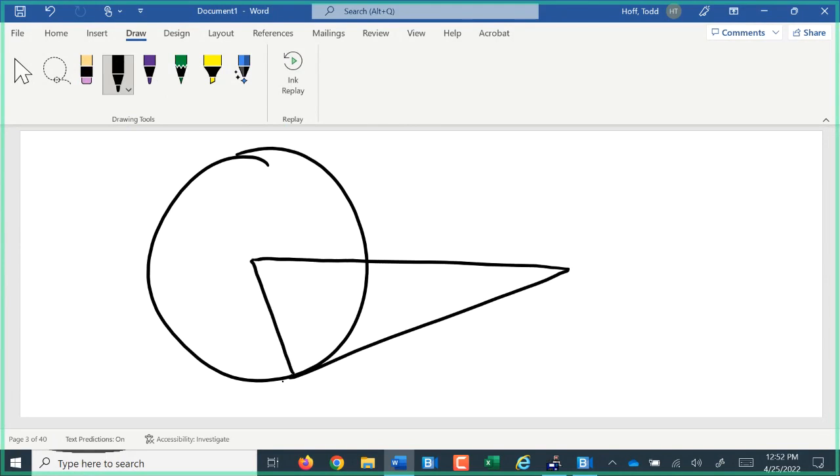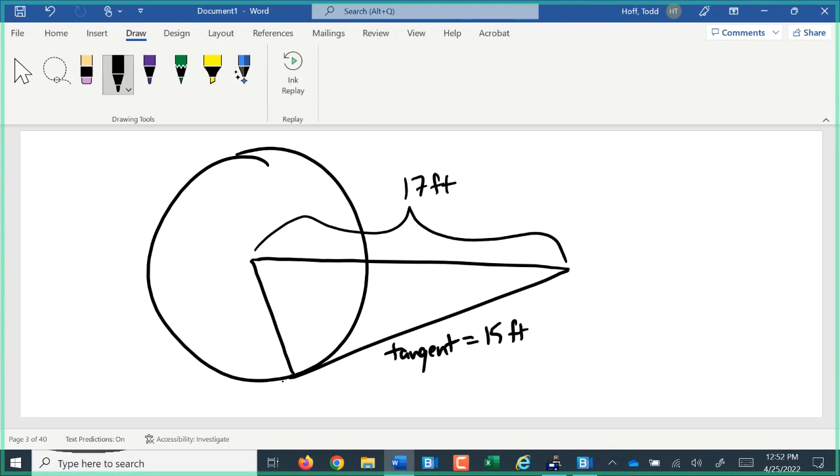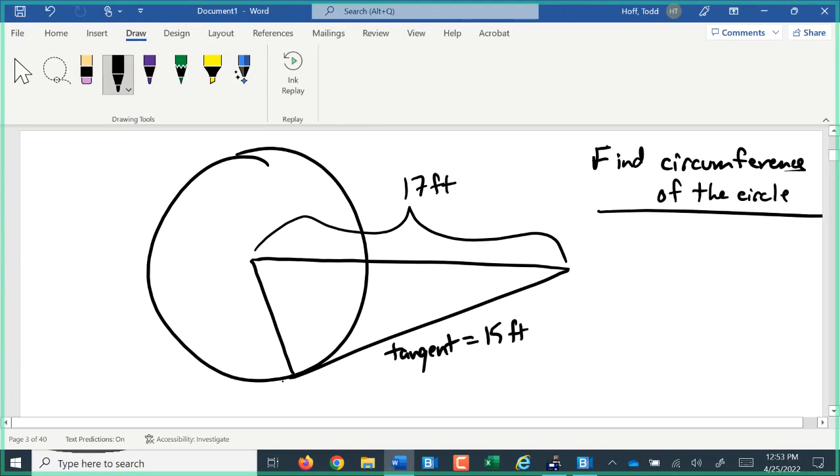So if I tell you that this is a tangent, and it is 15 feet long, and if I tell you that this length is 17 feet long, and I ask you to find the circumference of the circle, what can we do?